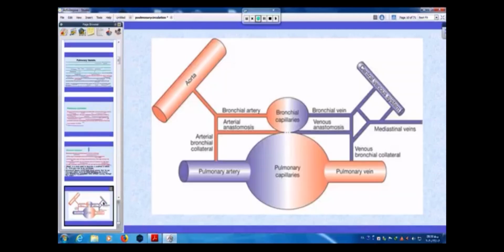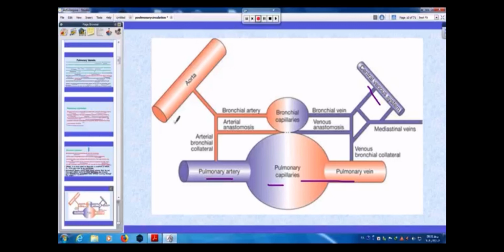You see in the figure, the pulmonary arteries have a main pathway to the pulmonary capillary and then to the pulmonary vein. We also have the bronchial artery with arterial anastomosis, and this is the non-main pathway, bypassing the main circulation through the bronchial capillaries. Then blood enters the bronchial veins and venous anastomosis, and may be transported to the venous bronchial collateral, and then to the pulmonary veins, or maybe to the mediastinal veins, or to the central venous system.